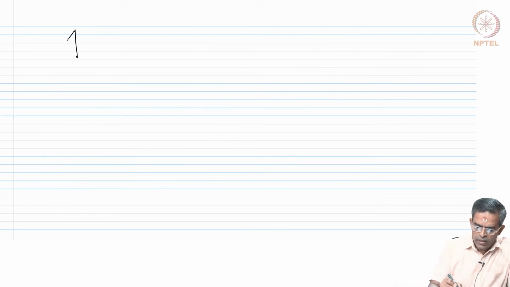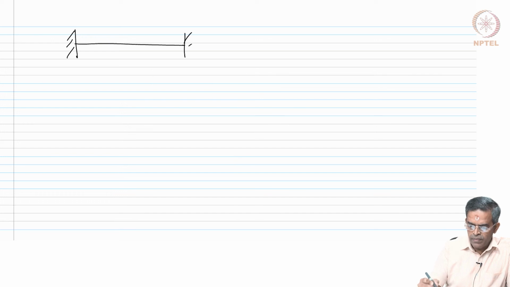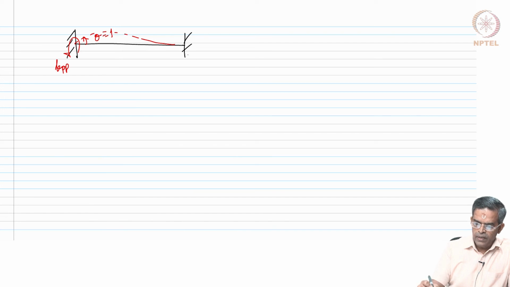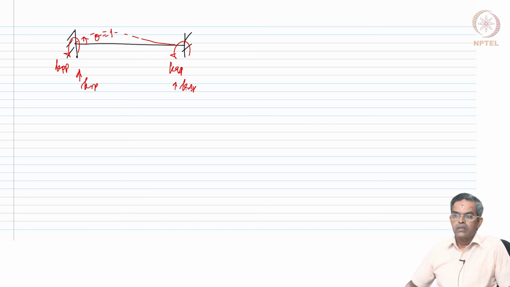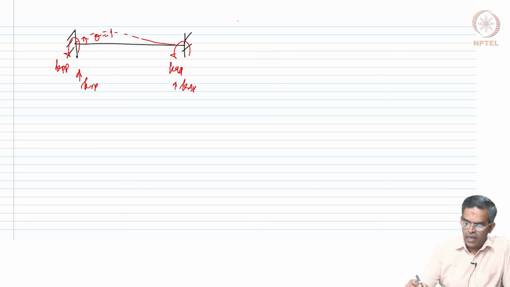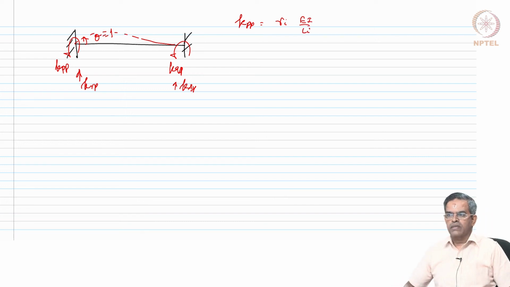Now, when I have a member with unit rotation, and this was KPP and this is KQP, this we know, and this was KRP and this was KSP, I think we know this. We also know that KPP is actually Ri times Ei by Li and so on. We remember that, isn't it?